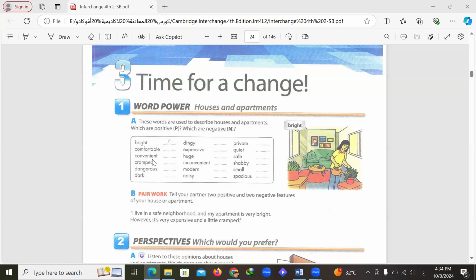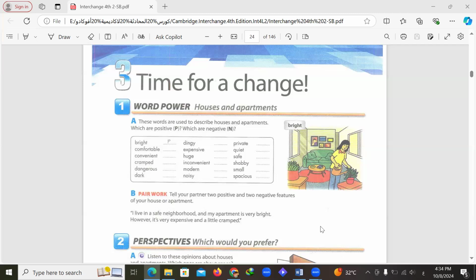Convenient means suitable. It's suitable for me, suitable for my lifestyle. So it's convenient, like comfortable. So it's also positive. Grubby, very messy. There is a mess and untidiness, uncleanness somehow, and it is uncomfortable. So it's a negative adjective.